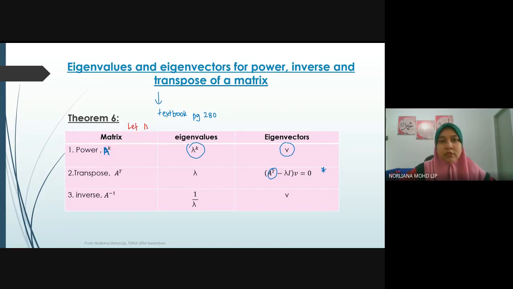Let A equal an n times n matrix. Square matrix. Okay, we first look at the number 1, to find the power of the eigenvalues and eigenvector for a power matrix.